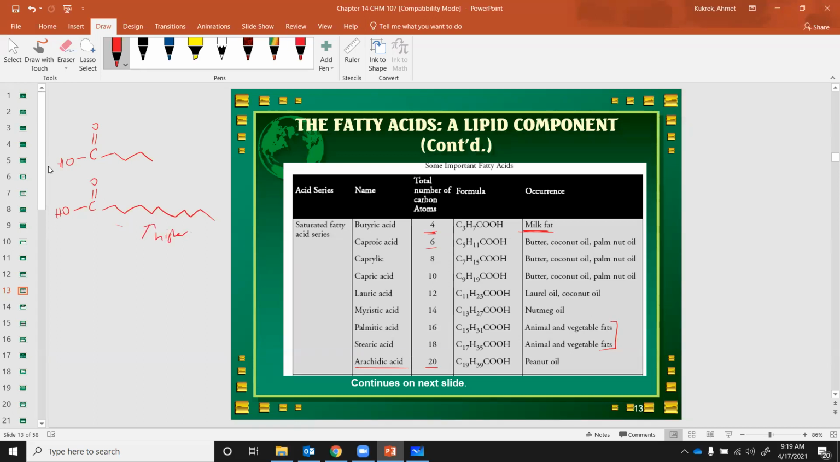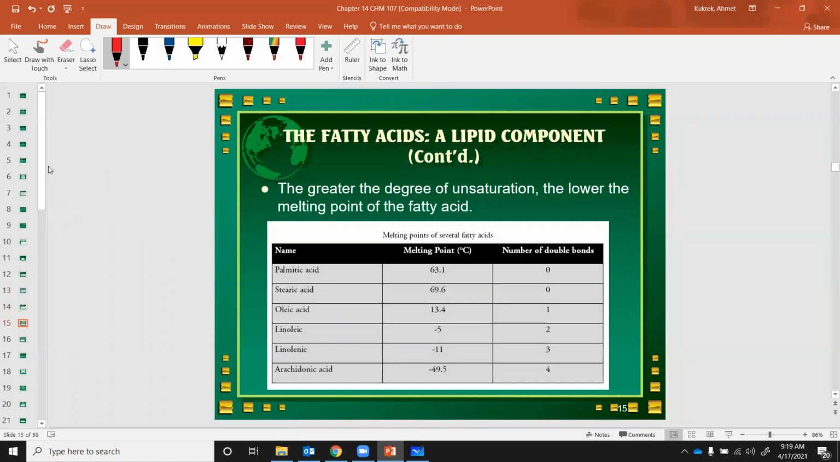Okay, very good. And what about these ones? It may have the same carbon or not, but as you can see, we are increasing the number of double bonds. You see that, right? And as you increase the number of double bonds, then especially if you have a cis double bond, right?